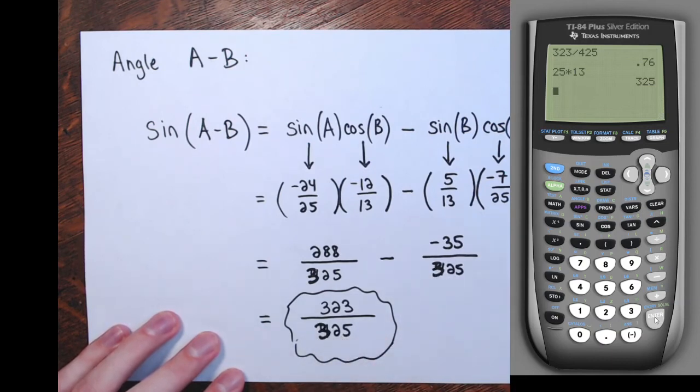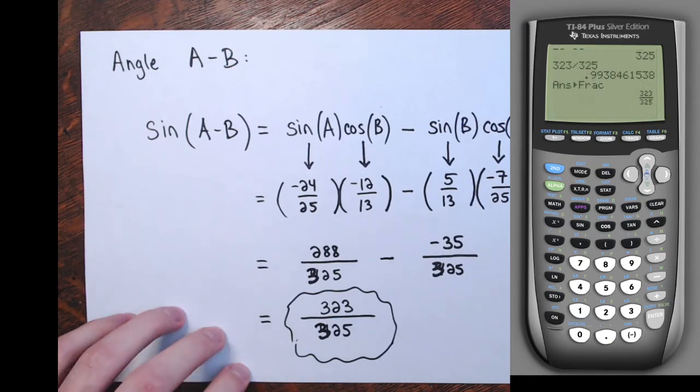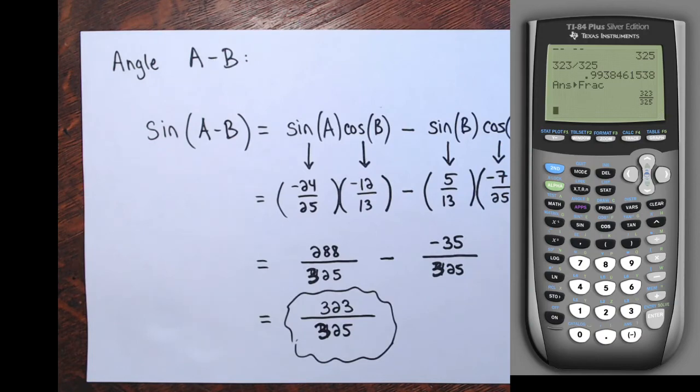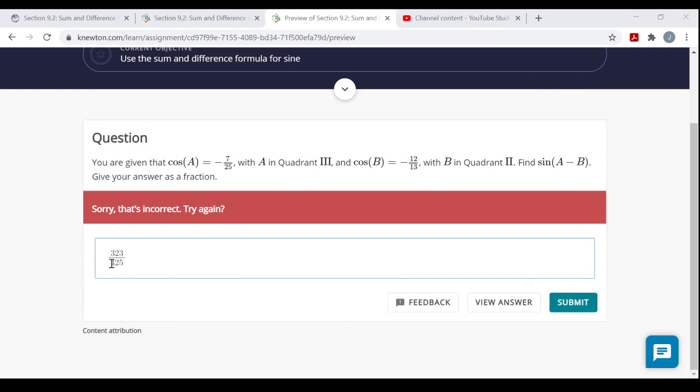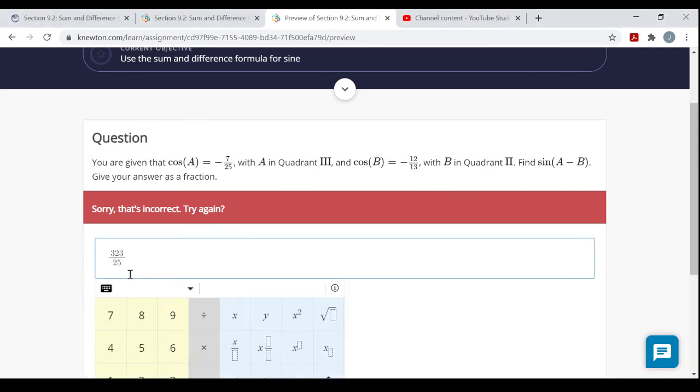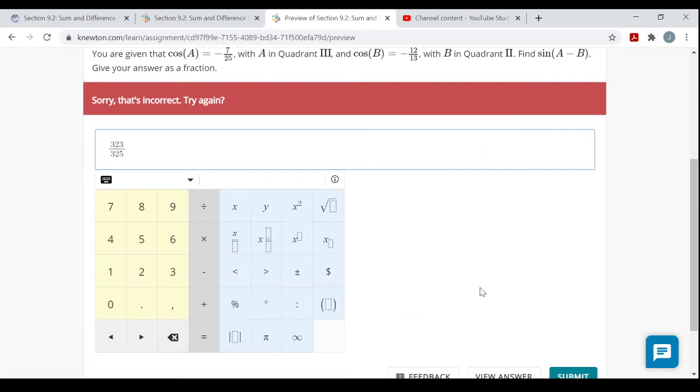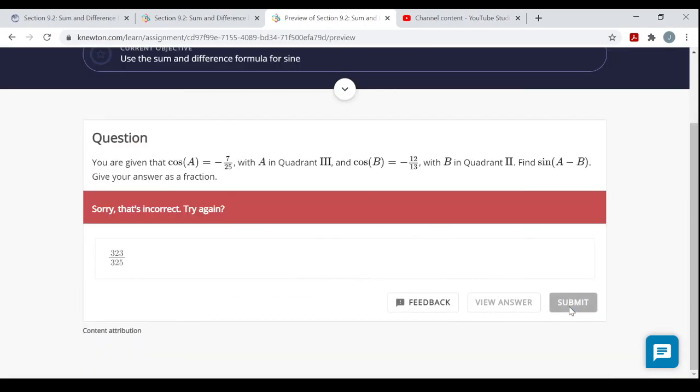So it should be 323 out of 325. My apologies. Yeah, so 323 out of 325. So sorry. Yeah, and I don't think that simplifies to anything. Let me change that to a fraction. Yeah, 323 out of 325. So let me go back. There you go. Double check your arithmetic, folks. There's a good lesson there. So 323 out of 325. Aha. There. That would be the sine of the difference of those two angles.